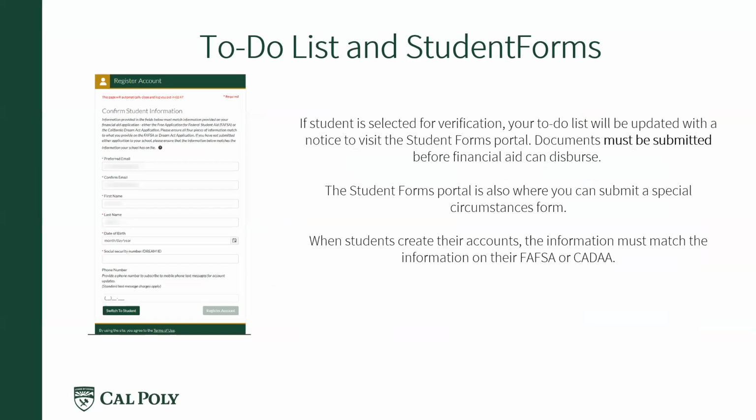Students will be directed to create an account in the Student Forms portal to see what documents are being requested and to securely submit them via that portal. The Student Forms portal is also where you can submit a special circumstance request. When creating accounts, the student information must match exactly as it is on their financial aid application. Likewise, parents must use the same email they provided on the financial aid application.